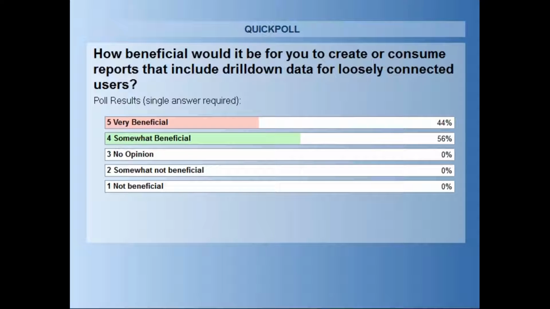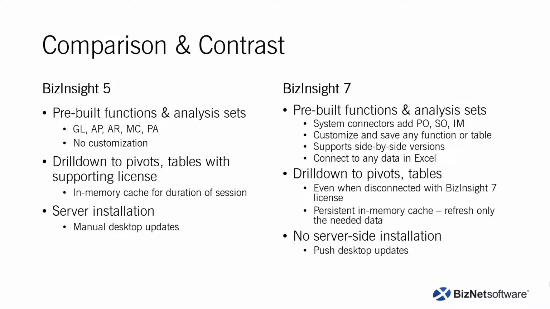I want to just wrap up real quickly. We do want to leave some time for questions and answers. I'm not going to let Jordan get away from us just yet. But what is the difference between BizInsight 5 and BizInsight 7? And hopefully you just saw a couple of those examples. BizInsight 5 is a remarkable analysis and reporting tool. We're blessed every day that so many of you have embraced that as your standard. It provides pre-built functions and analysis sets.